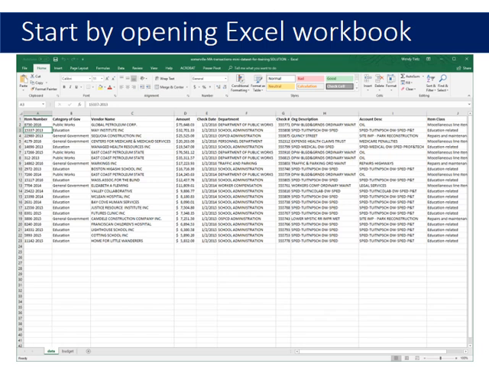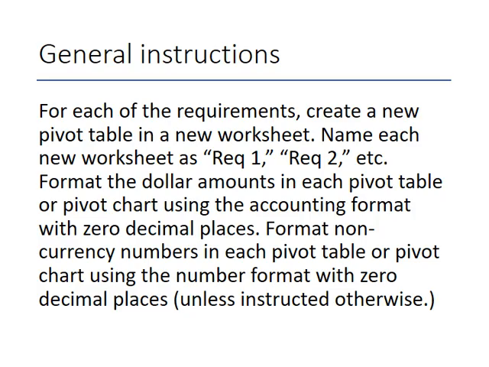Start this activity by opening the Excel workbook containing the data set. In general, for each of the requirements in this activity, create a new pivot table in a new worksheet. Name each new worksheet as Rec 1, Rec 2, etc. Format the dollar amounts in each pivot table or pivot chart using the accounting format with 0 decimal places. Format non-currency numbers in each pivot table or pivot chart using the number format with 0 decimal places, unless instructed otherwise.